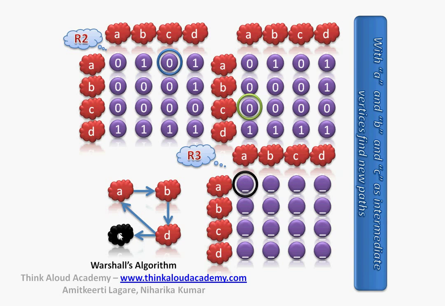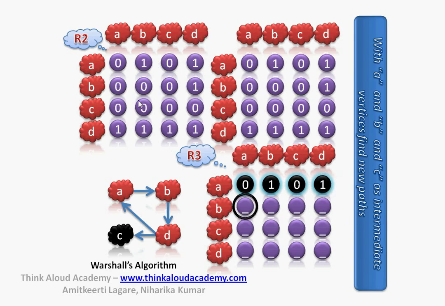Now, to find a new path through a vertex, it should have incoming edges and it should have outgoing edges as well, because you want it to be an intermediate vertex. But if you look at C, there are no outgoing edges. So if I take R2 and try to find R3, that is with C as intermediate vertex, I really don't have any new paths with C as intermediate vertex. I should not, because there are no outgoing edges.